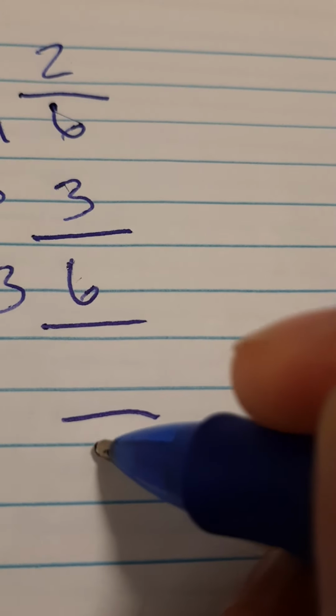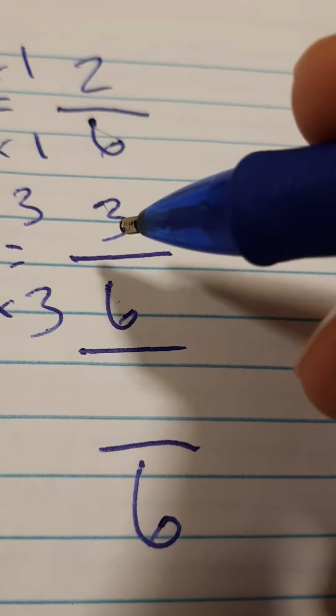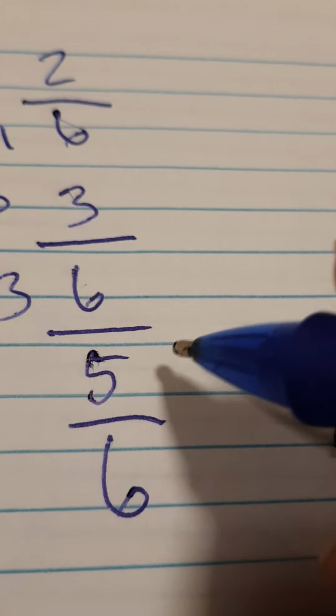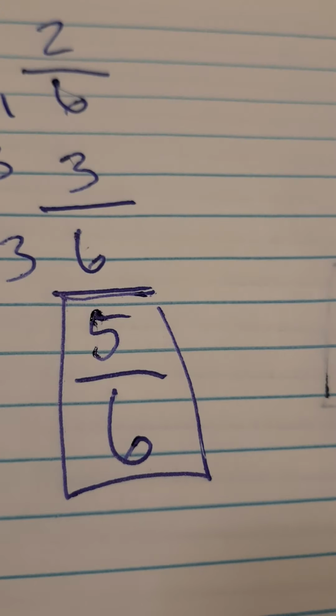Our new math problem is 2/6 plus 3/6. Since the denominators are the same, we know that 6 is our denominator. And then 2 plus 3 is 5. We can't reduce anything here. We've got an even number and an odd number, not any multiples, so 5/6 is our answer.